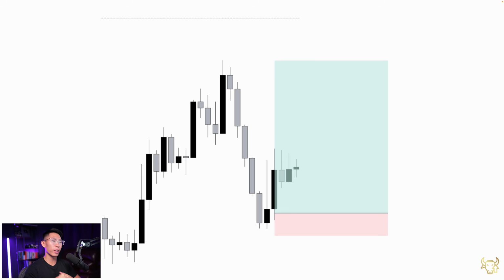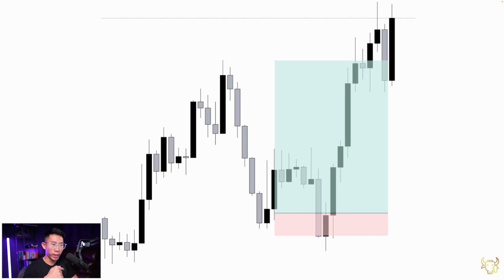90% of retail traders will enter for a buy position right here because they see that price is about to go up right now after it has retraced. But the next thing you know, price comes down, hits your stop loss, and then goes up. And you're stuck there wondering why does that happen?